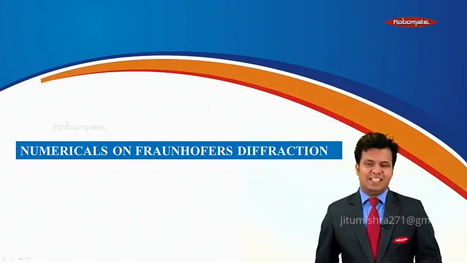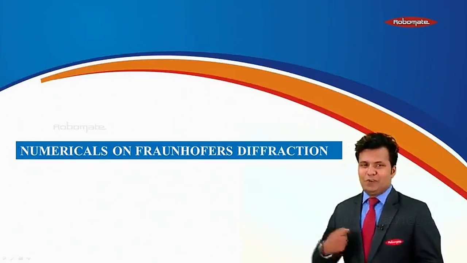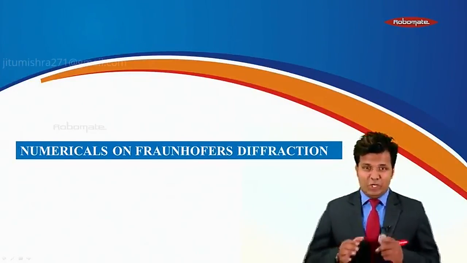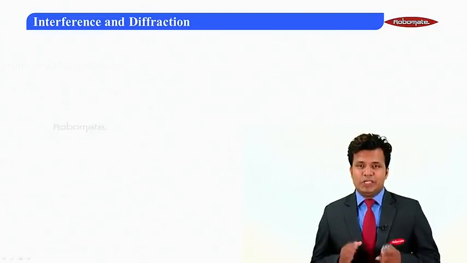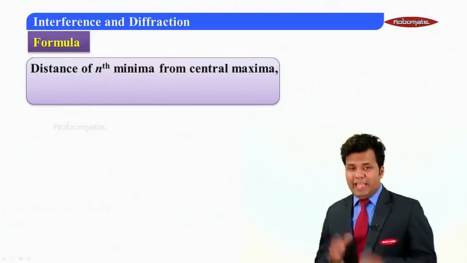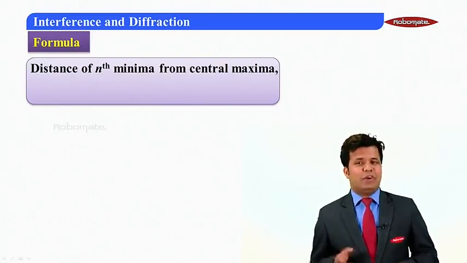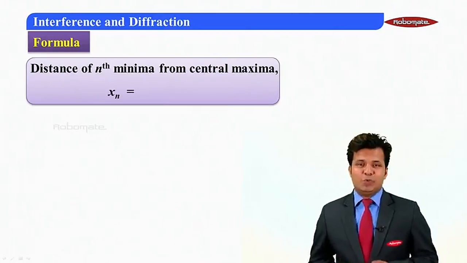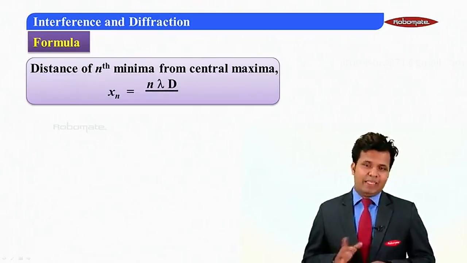So students, let us solve some numericals on Fraunhofer's diffraction. Now in order to get through this numerical, you just need to remember a few formulas. What are they? The very first one is the distance of nth minima from central maxima, and what it is, xn equals n lambda D by d.